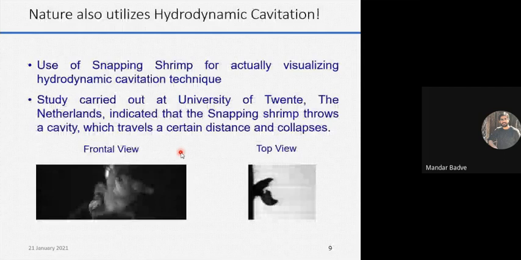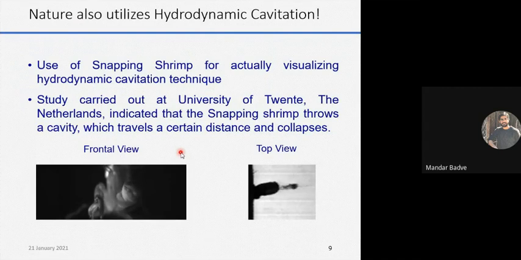I just want to show you a very small clip. As we know, nature obviously has its own way to survive. If you look around us, most of the technologies, if not all, we use are somehow connected to or inspired by nature, right? So we'll see how nature actually utilizes cavitation.